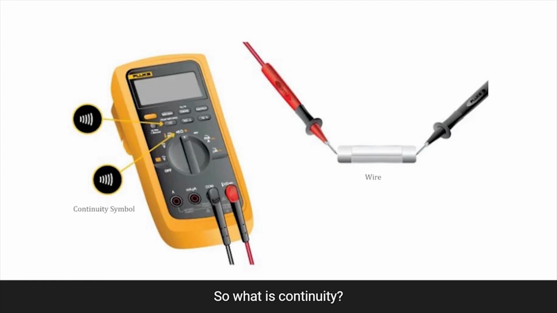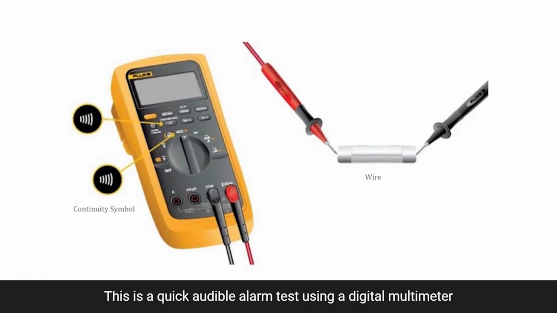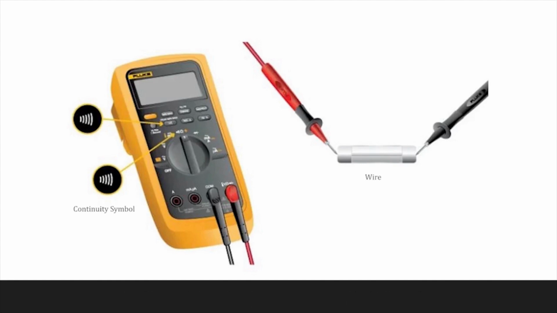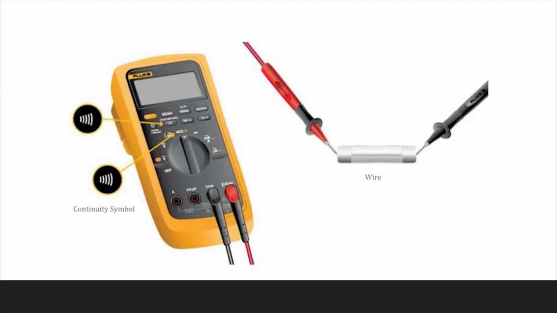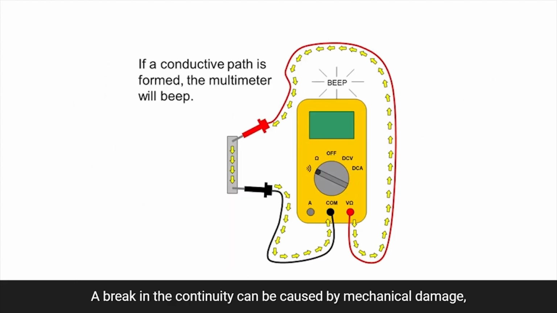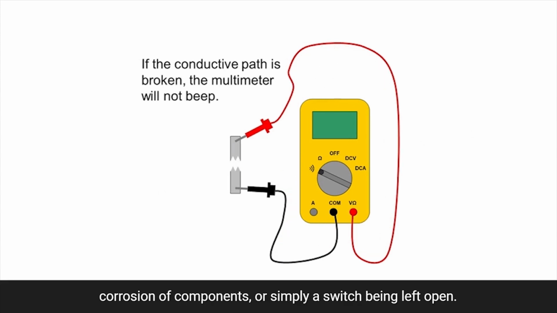So, what is continuity? This is a quick audible alarm test using a digital multimeter to determine whether an electric current or wire is complete or broken. This test can be applied to a circuit as a whole or in a section, on individual components or sections of wirings. A break in the continuity can be caused by mechanical damage, corrosion of components, or simply a switch being left open.